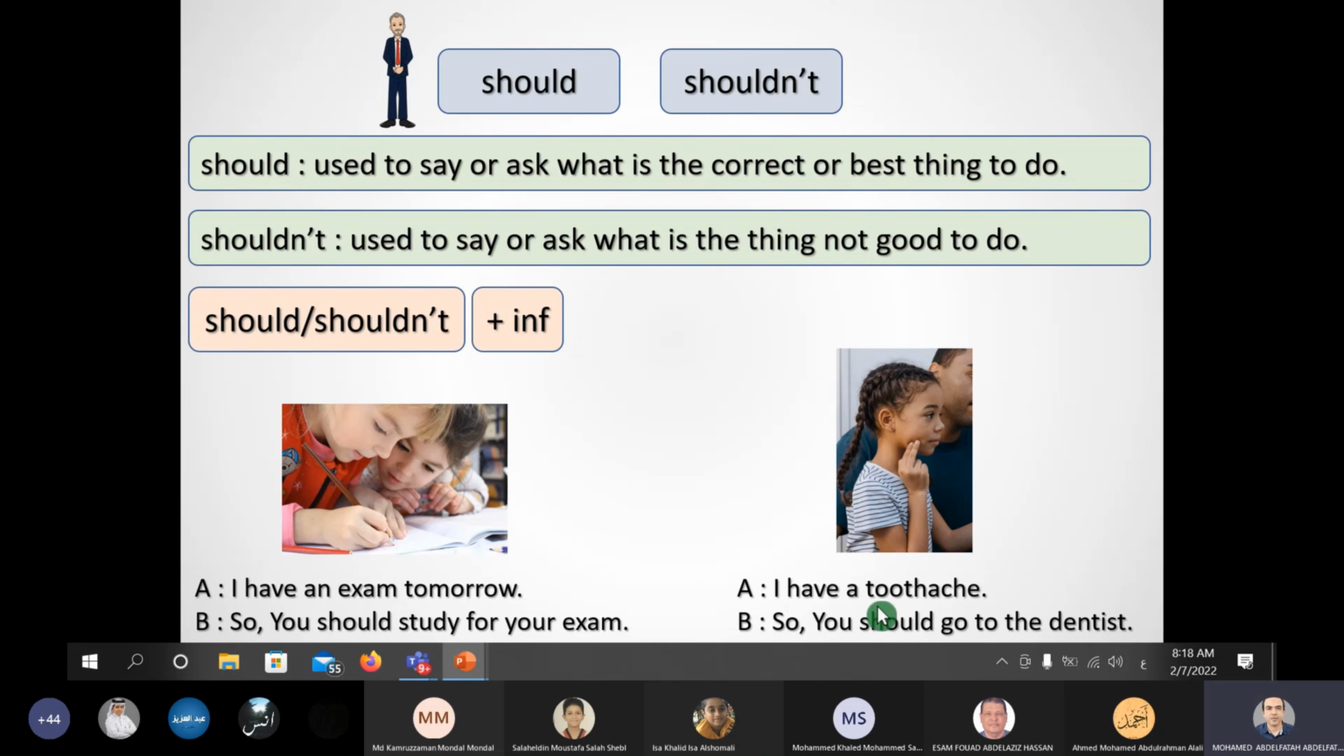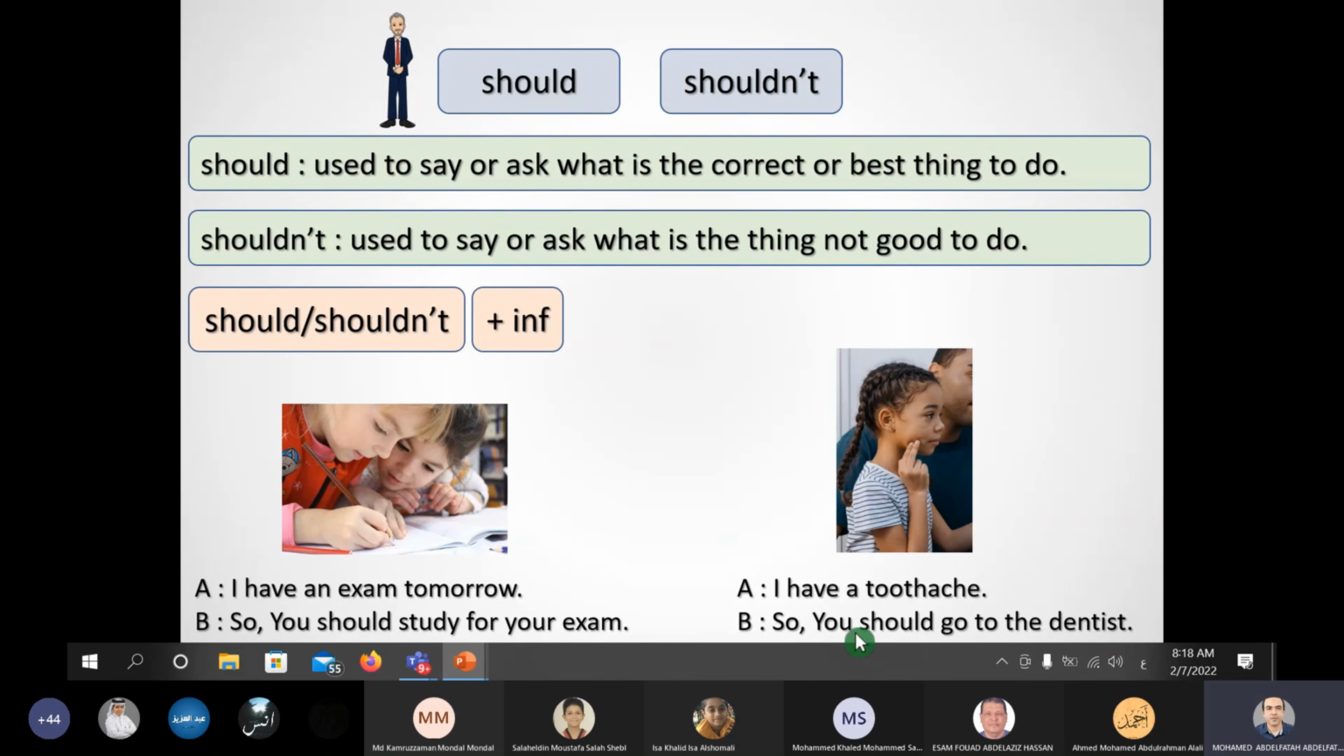I have a toothache. So you should go to the dentist. Students, Adam says he has got a toothache, and I'll give him advice and tell him that he should go to the dentist. I told him, you should. You should means this is the best thing to do. You should go to the dentist.